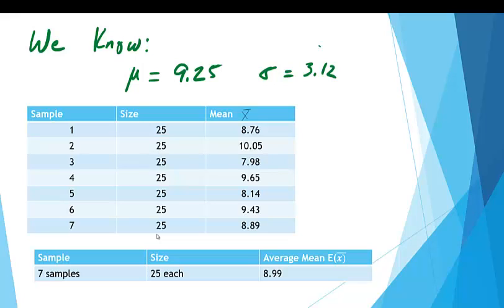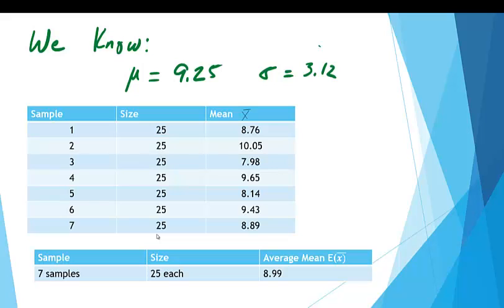So we know that in looking at this, and these are just hypothetical numbers, okay? But let's say that our population mean, mu, was 9.25 and standard deviation was 3.12. So let's say that in my studies, I did 7 samples of 25 students each. And we're going to assume that all our sample sizes are the same for now.